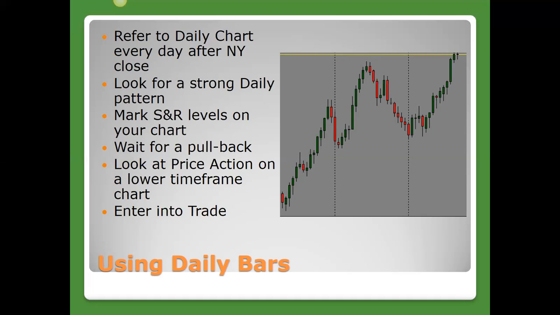We also mark our support and resistance level on the daily charts, and then we could wait for a pullback and enter into our trades. So in terms of taking the trade itself, I enter into a trade on a lower time frame. If you wanted to trade the daily chart, you can do so. However, because I'm a day trader, I look for a lower time frame to enter the trade in, just because you can get a little bit more precise on your entry.